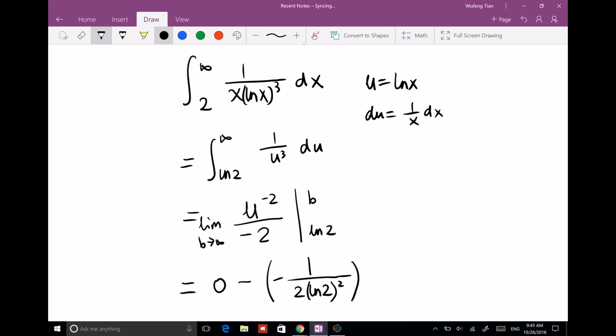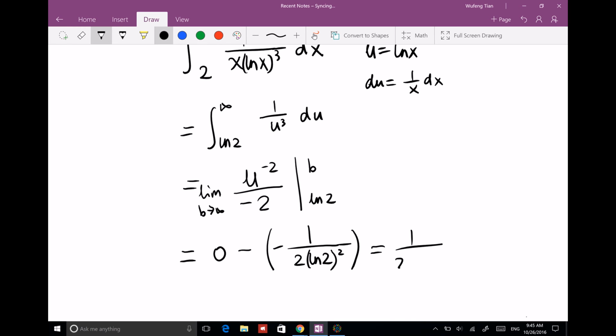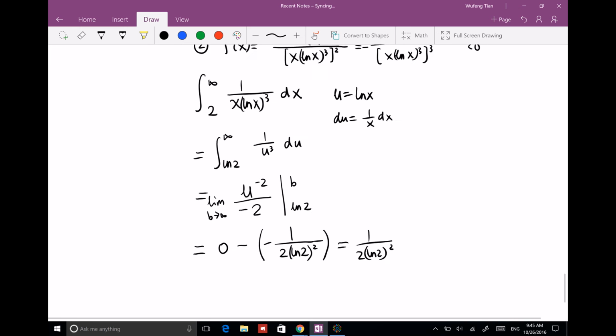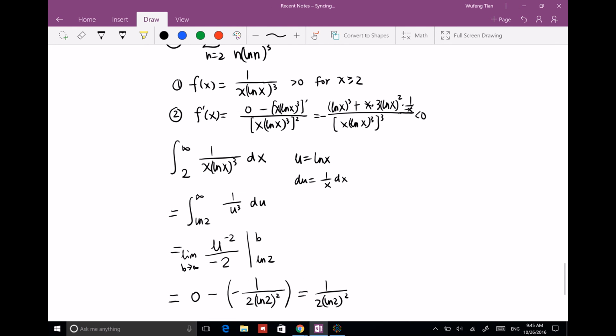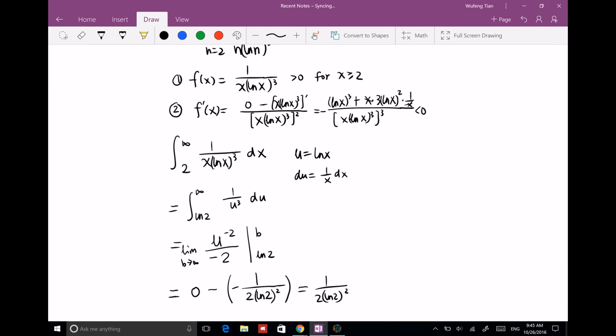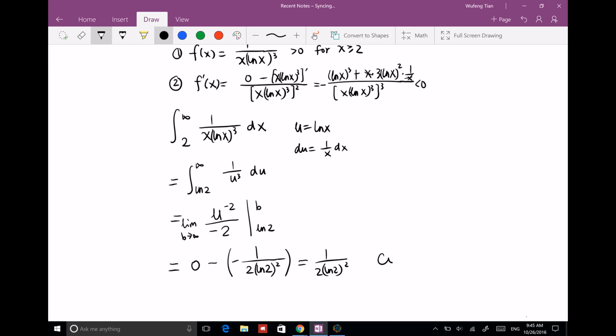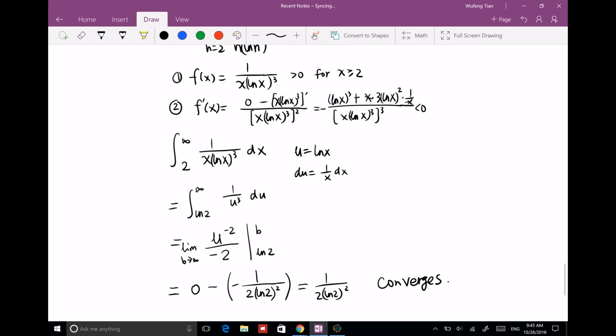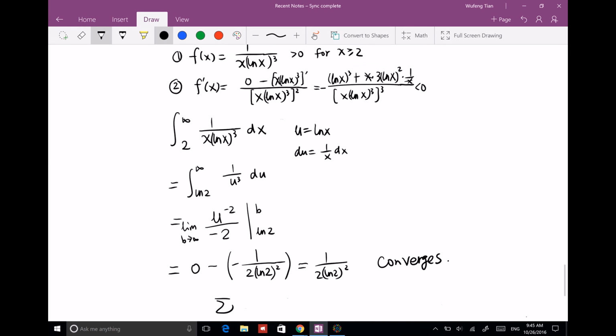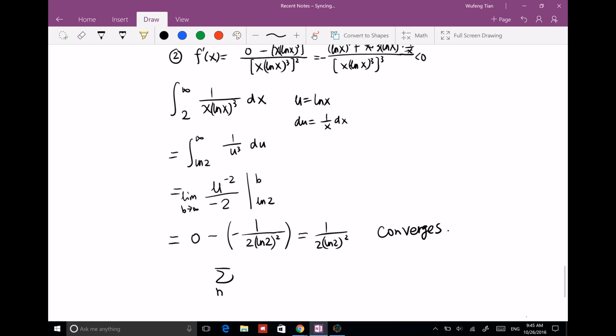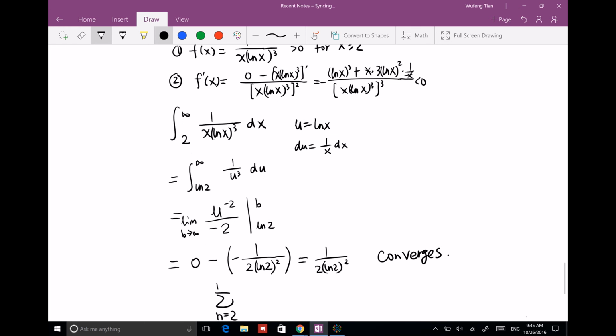Then anyway, we got this whole integral. Does it converge or diverge? Got this one. It converges, right? It goes to a finite number, so it converges. So our series in the end, the series n from 2 to infinity of 1 over n ln cubed n, this one converges.